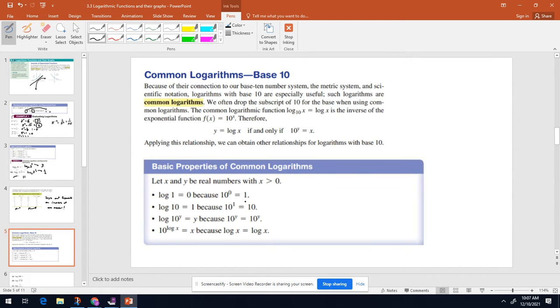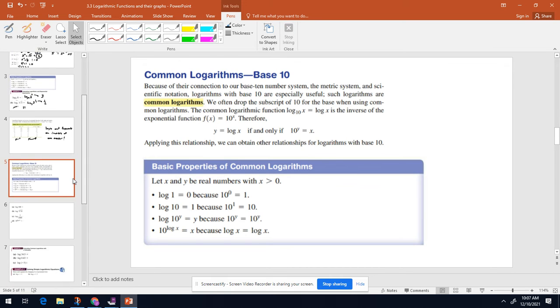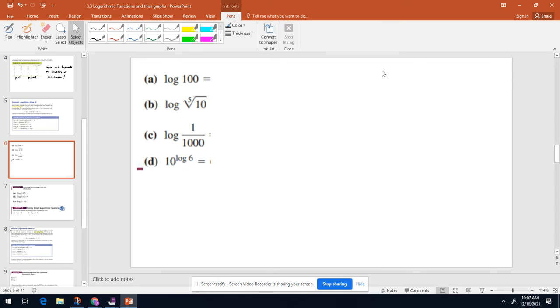So again, when you rewrite these, 10 to the 0 power equals 1. 10 to the first power equals 10. 10 to the y power equals 10 to the y. And then again, log base x equals log base x. So there's a few examples of these. I don't want you to get confused, but students always get confused. Like, there's no base. You're right. There is no base. What is the base? It's 10. So this, rewriting it, again, I always say rewrite it.